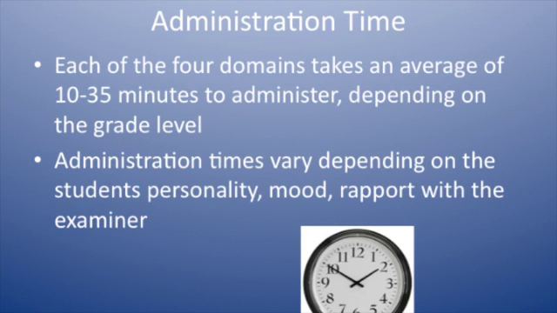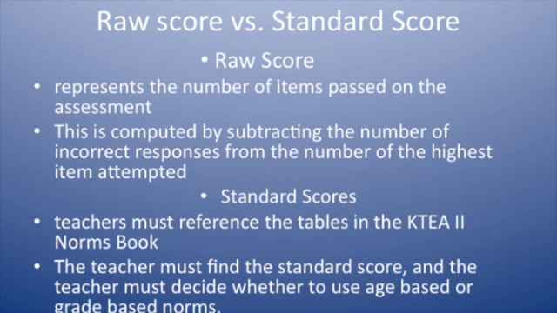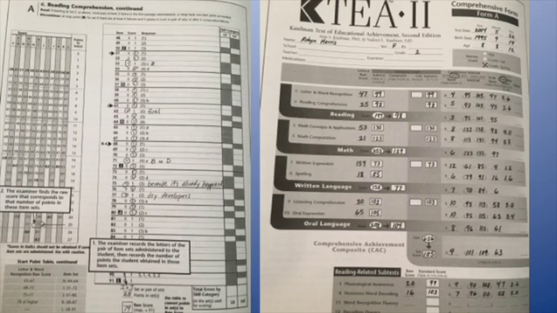There are 2 types of scores for the KTEA2. There is a raw score, which represents the number of items passed on the assessment. This is computed by subtracting the number of incorrect responses from the number of the highest item attempted. Next is the standard score. Teachers must reference the tables in the KTEA2 norms book. The teacher must find the standard score, and the teacher must decide whether to use age-based or grade-based norms.